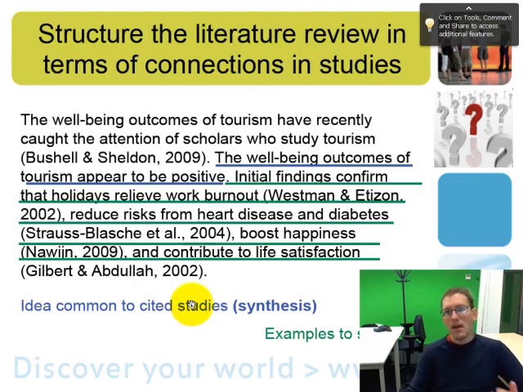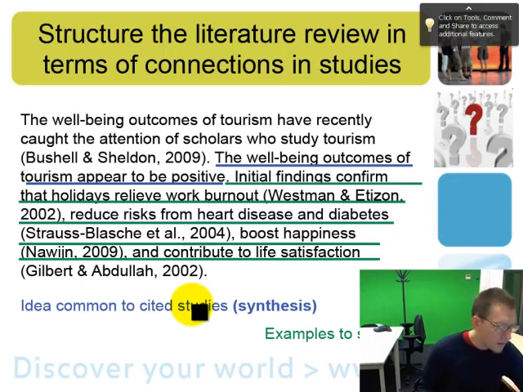Let's see an example of how we actually write, let's say, a paragraph of synthesis. You need to explain to the reader with lots of examples to support these common ideas that you've found in paper after paper. So in a literature review on tourism and well-being, the topic I was talking about earlier, I read many papers that suggested that tourism improved health and well-being.